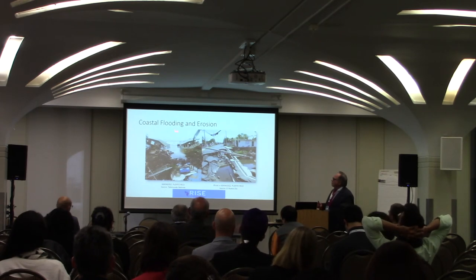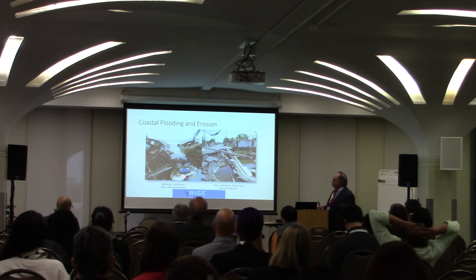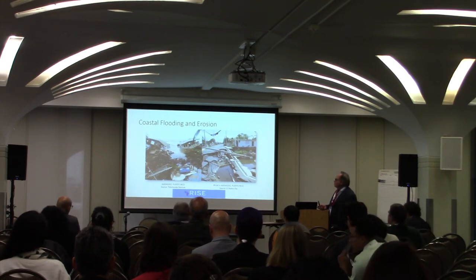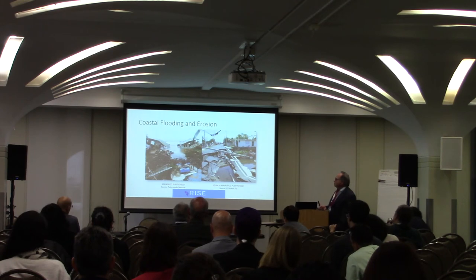These are also examples of coastal flooding. This was in Mayagüez, a combination of the coastal flooding with the river flood. And this was in Mayagüez also. And you see, it looks pretty bad.